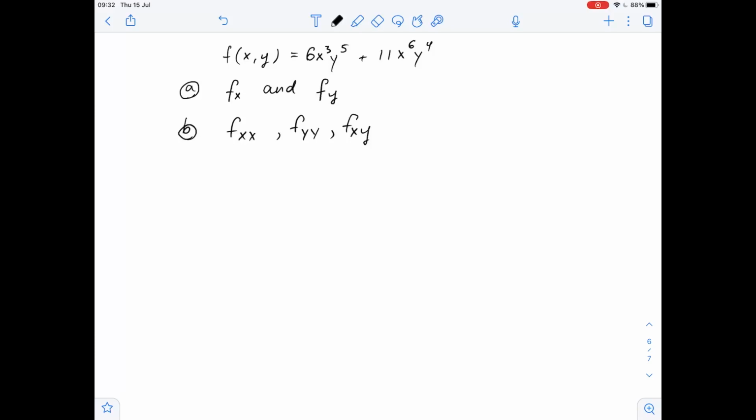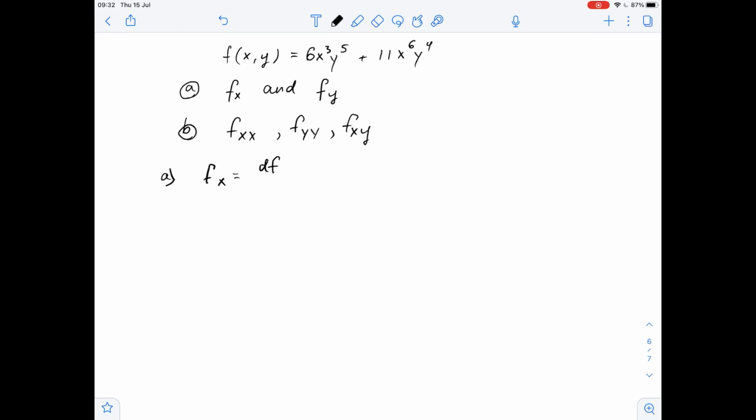For the given function, in part A we need to find the first partial derivatives, and in part B we need to find the second partial derivatives. So let's start by finding the first partial derivatives, part A.